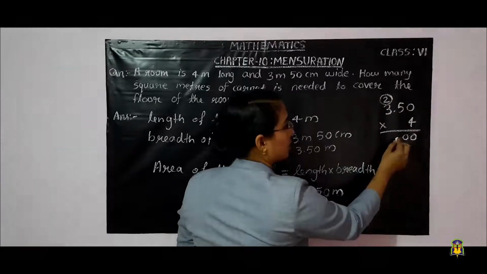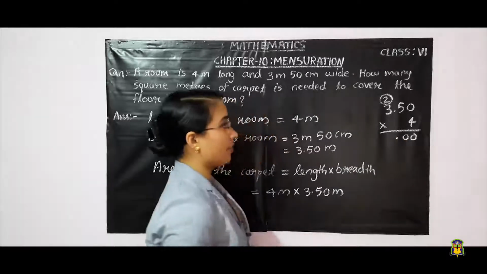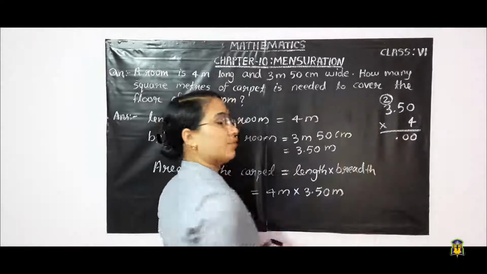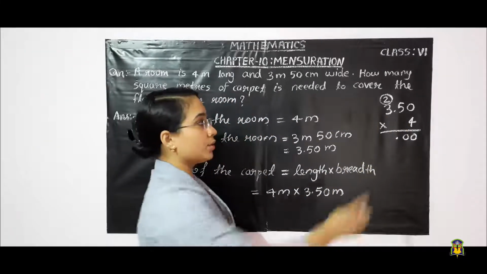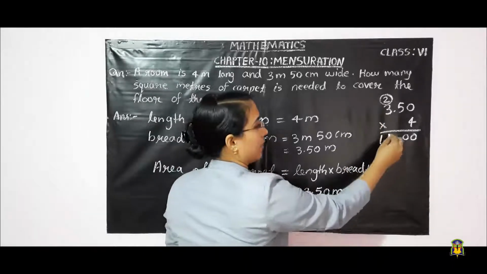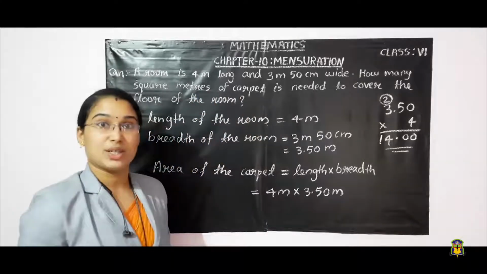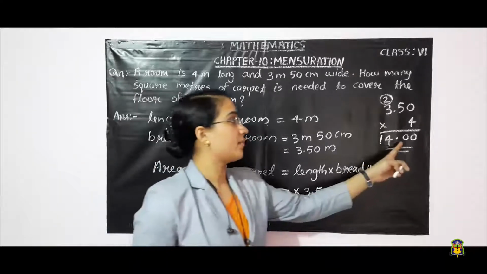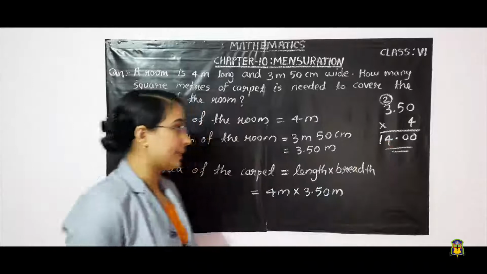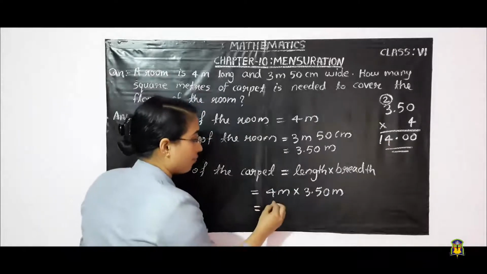Then bring down the decimal point. After that 4 into 3, 12. 12 plus 2, 14. What is the answer? Here the answer is 14.00. So after this point we have 0, so no need to write that. We write the answer as 14.